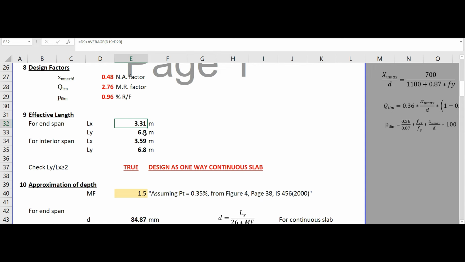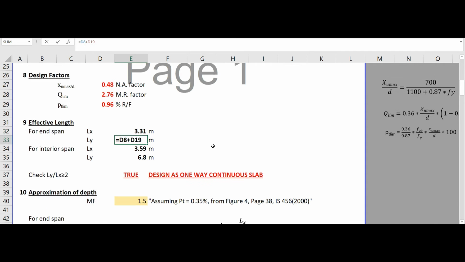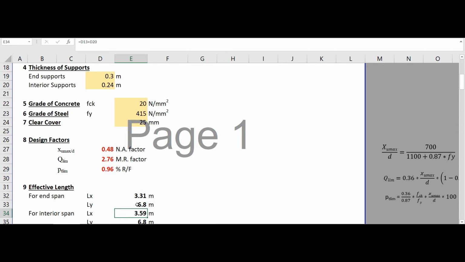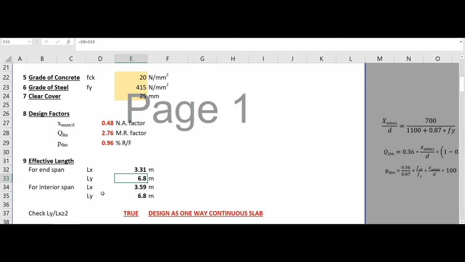Similarly, the effective length in the longer direction is the clear span in the longer direction plus the width of the end support, which is 0.3 meters. So we get the effective length in the longer direction as 6.8 meters. Similarly, we will calculate the effective length for the interior spans.